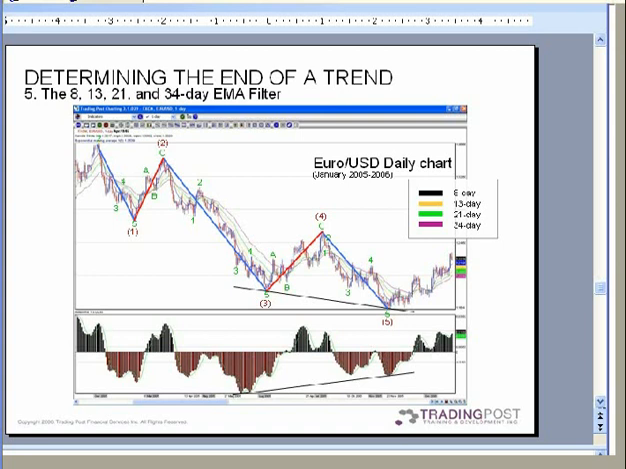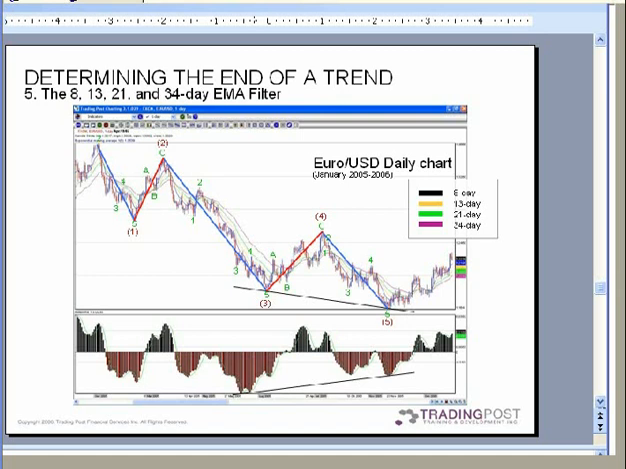And the 8 EMA is your shortest EMA. That's going to be the most sensitive, so that's going to move first. That's going to cross down below the 13, the 21, and the 34-day EMA filter. When the candle pierces the 8-period EMA, it serves as a warning of a pause in the trend. So as long as price stays below all of the EMA averages, that's fine. We're in trend. The trend is down. As soon as the candle pierces the 8-period EMA, it serves as a warning of a pause in the trend.